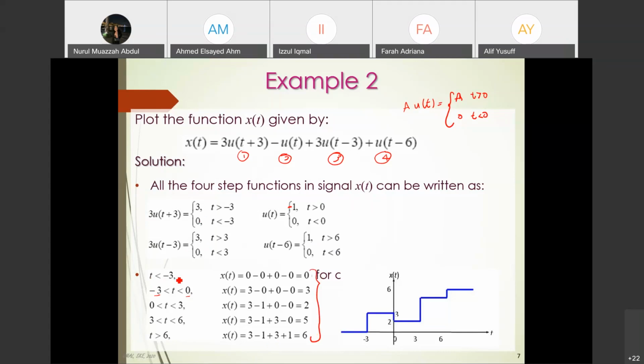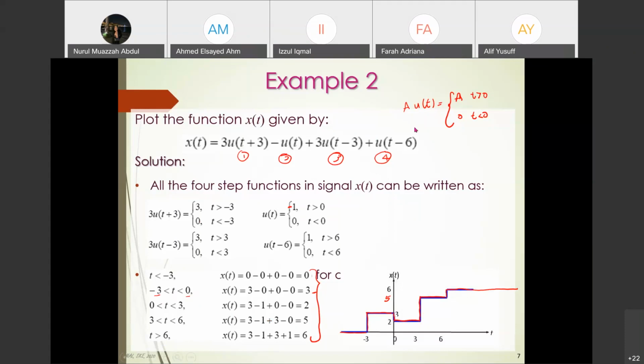First, t less than negative 3, it is 0. And then t between negative 3 and 0, it has value which is 3. Between 0 and 3, it goes back down to 2. And between 3 and 6, it has value which is 5. The amplitude here is 5. After 6, it is 6. Where does this go? Forever, 6, up until t goes to infinity.